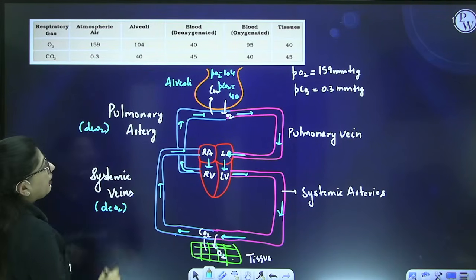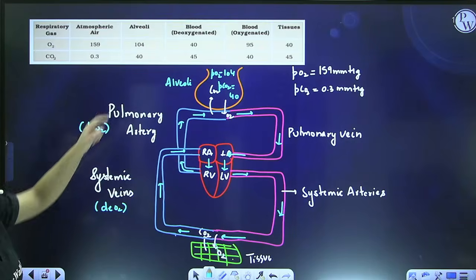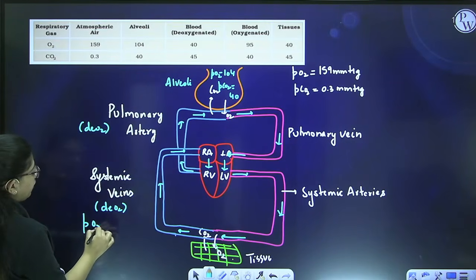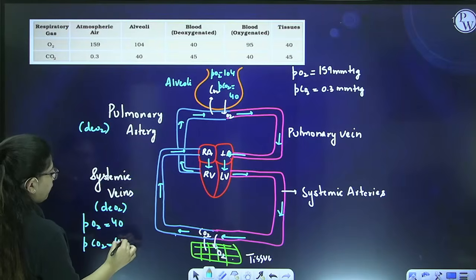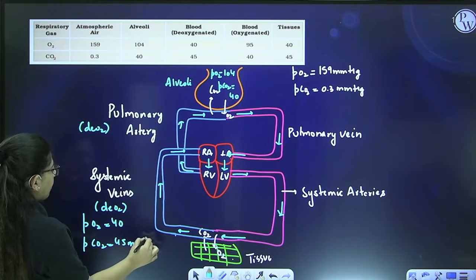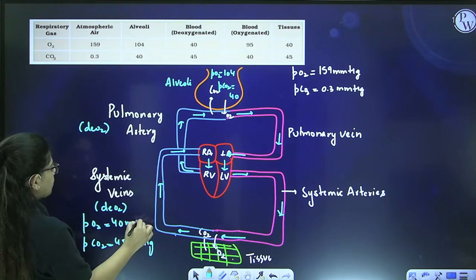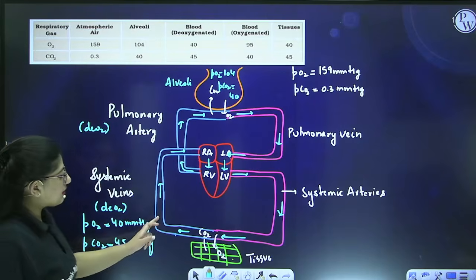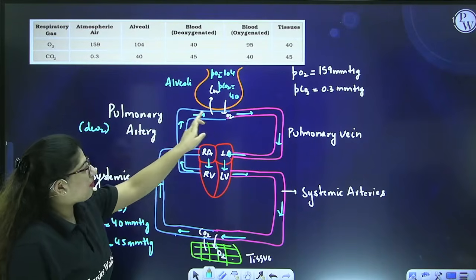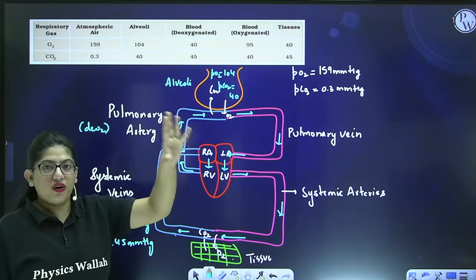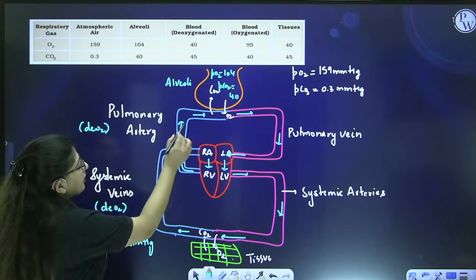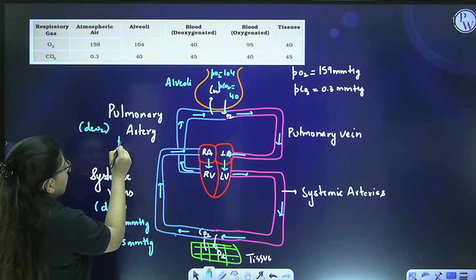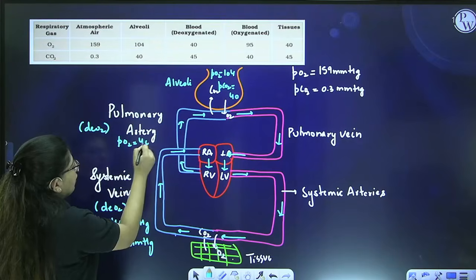So this blood has the partial pressure, you can see here, of oxygen at the level of 40 and CO2 at the level of 45 mm of mercury. This is the partial pressure of oxygen and CO2. So this blood has the same partial pressure of oxygen and CO2 throughout. So if I say, the partial pressure of oxygen is 40 and the partial pressure of CO2 is 45.